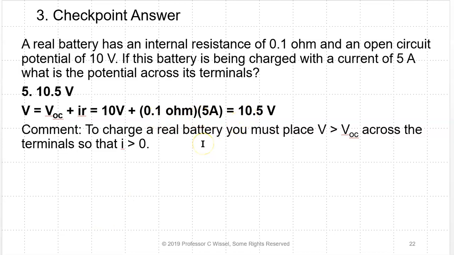To charge a real battery, you must place V greater than VOC across the terminals so that I is greater than 0. In your car, typically V is 14.5 volts to charge a 12-volt battery. If you want to increase the rate of charge, that is, increase the current going into the battery, then you can increase the voltage you put across it through the charger. Don't do that unless you know what you're doing.